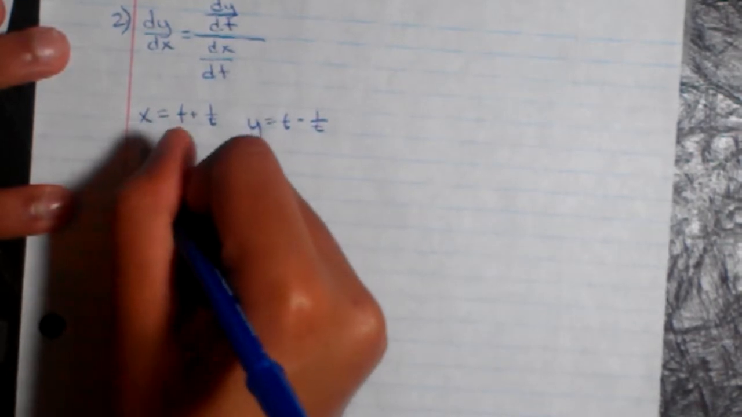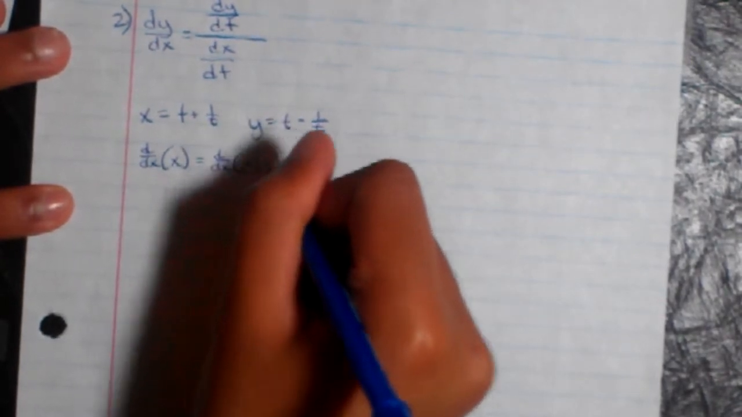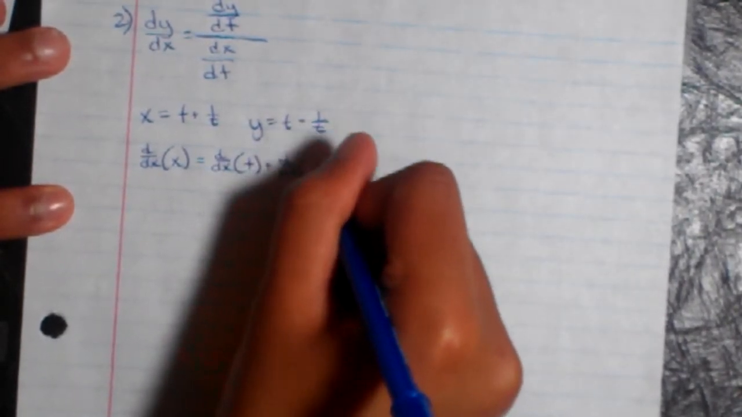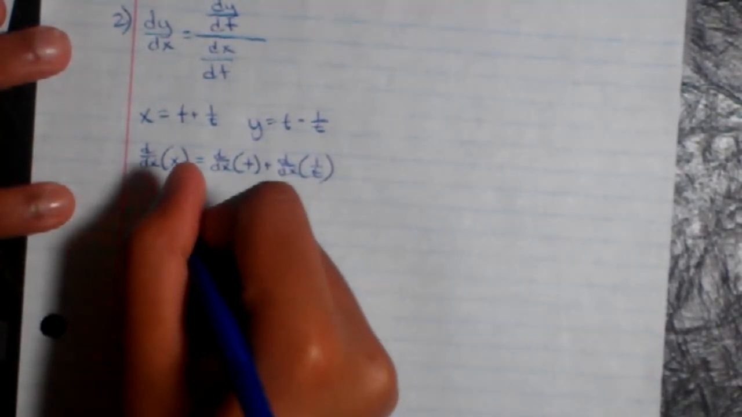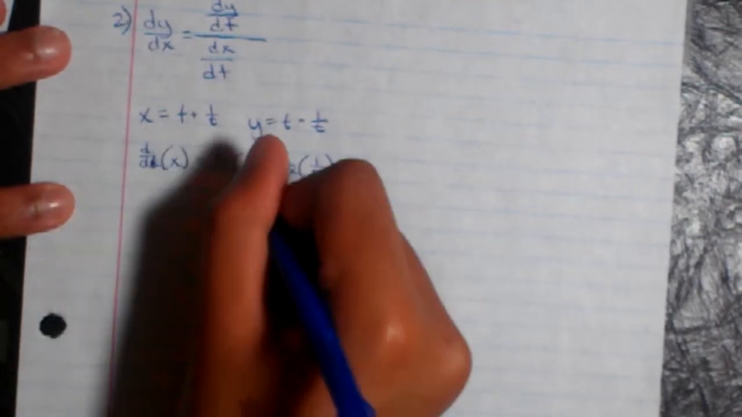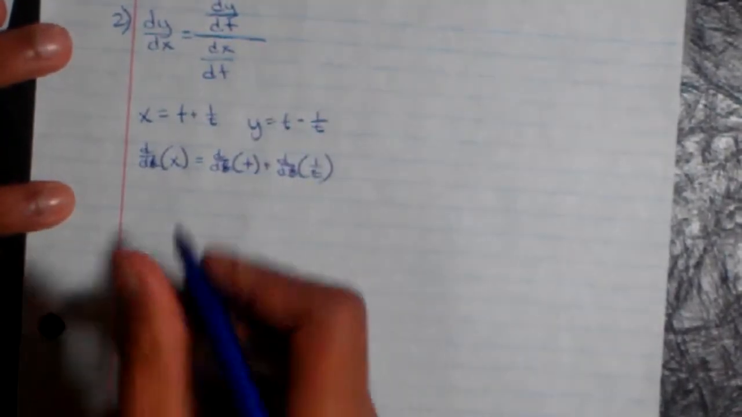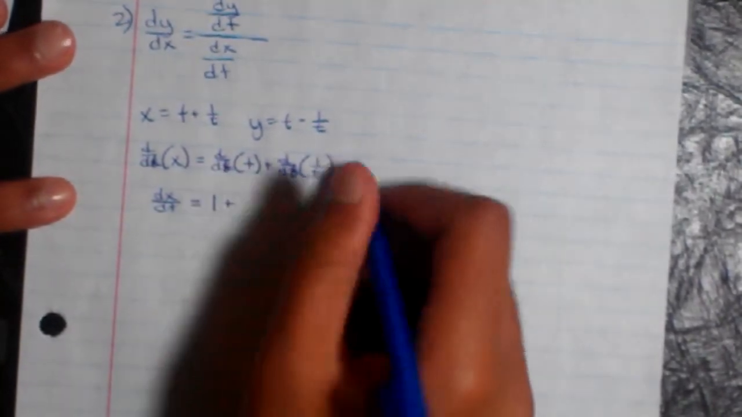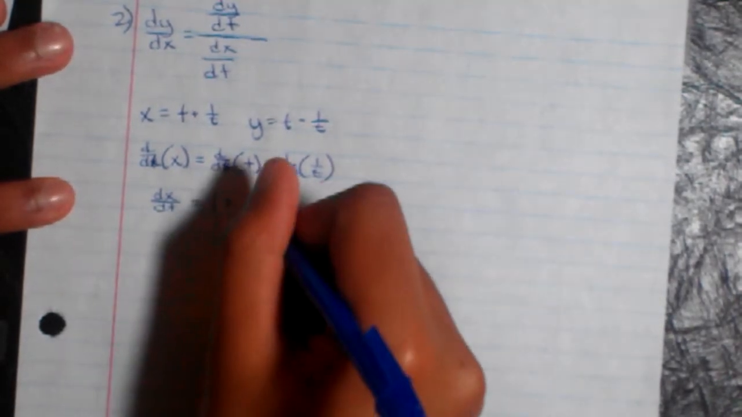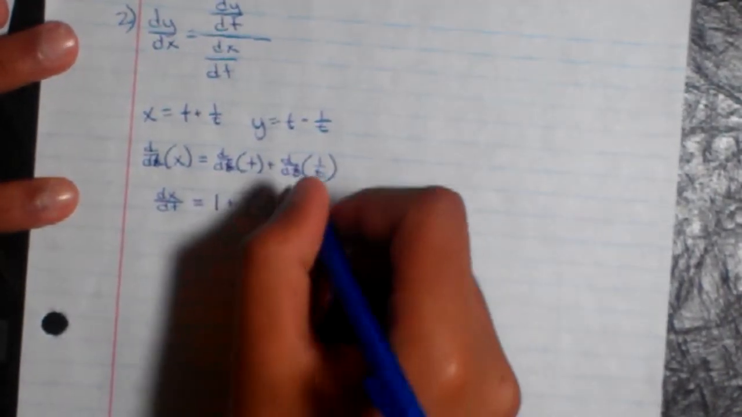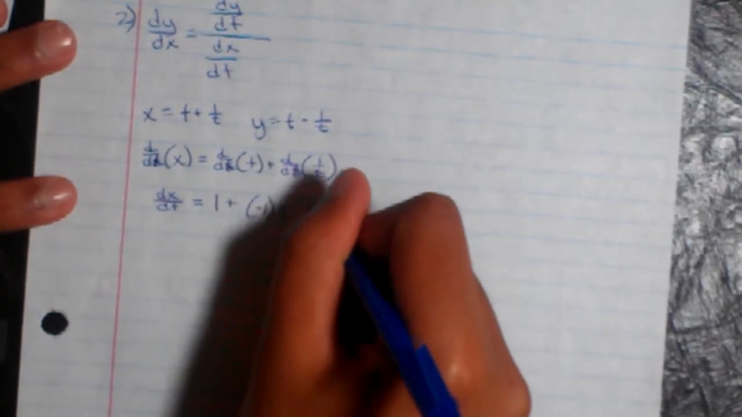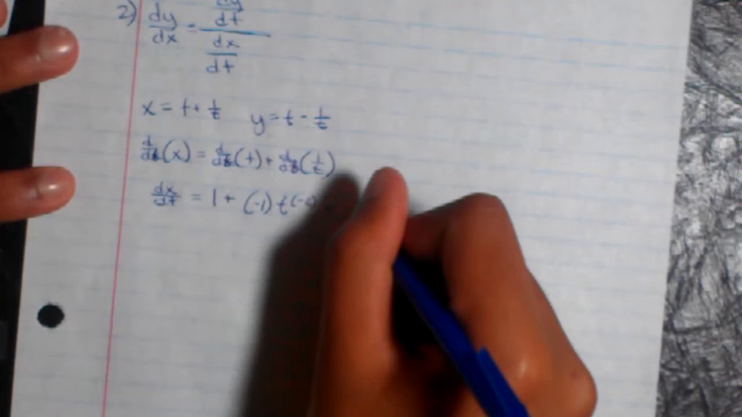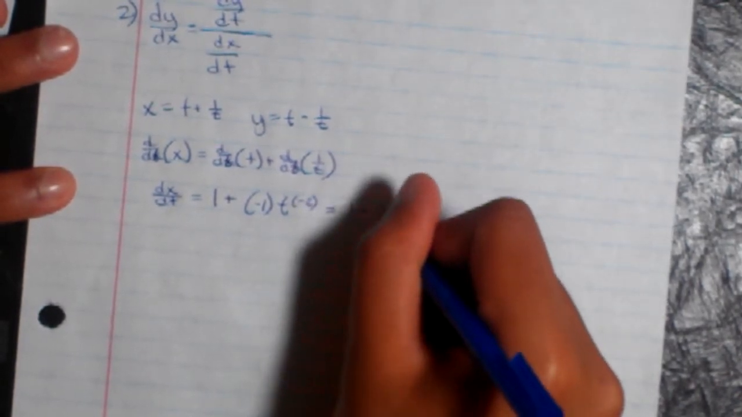And so to find dx over dt, we take the derivative of both sides with respect to t. So we get dx over dt equals 1 plus, and 1 over t is the same thing as t to the negative 1, so the derivative of 1 over t is negative 1 times t to the negative 2. So it's 1 minus 1 over t squared.